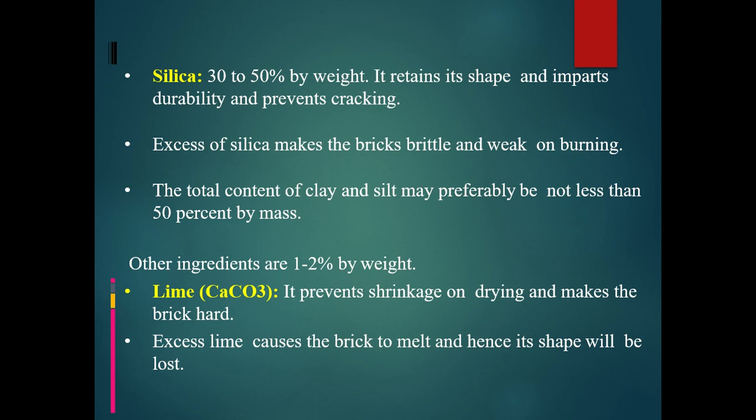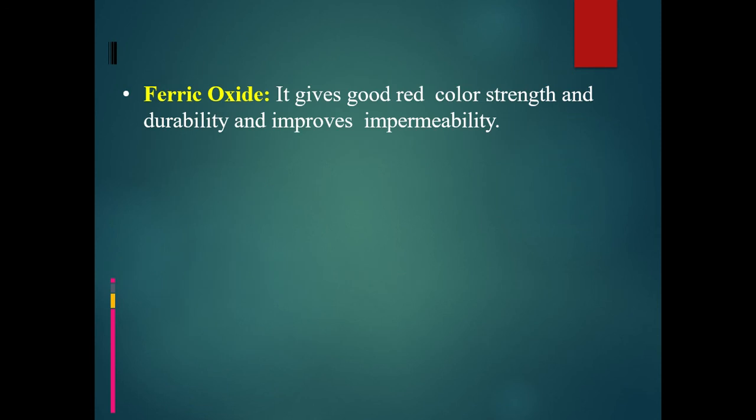So lime should be less than 2%, and if it is less than 2%, it will obviously help in the reduction of shrinkage, so that shrinkage cracks will not be formed. It will make your brick harder, meaning it can resist when your brick surface is hit or scratched by any other surface, but excess of it can make your brick lose its shape.